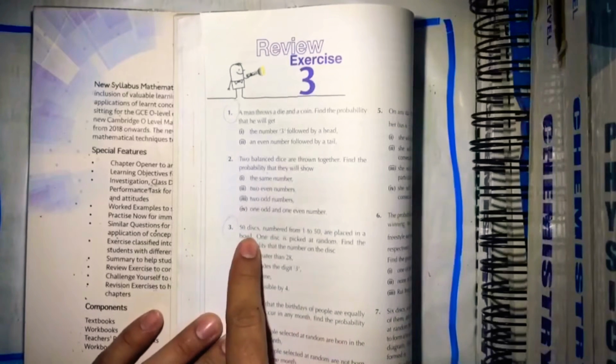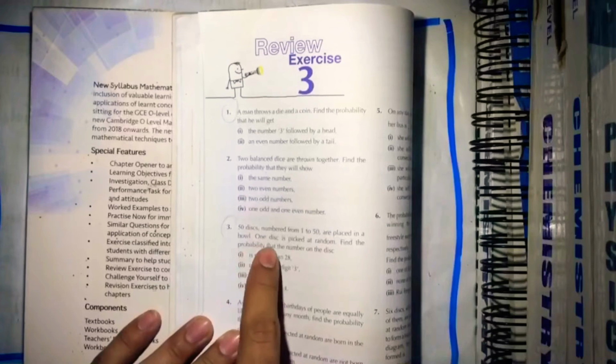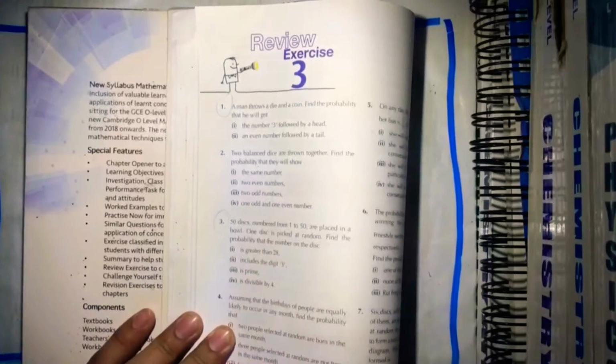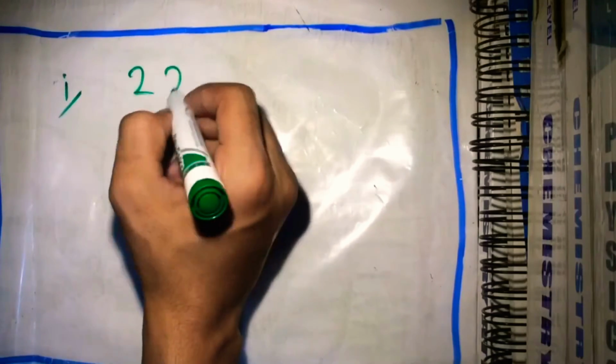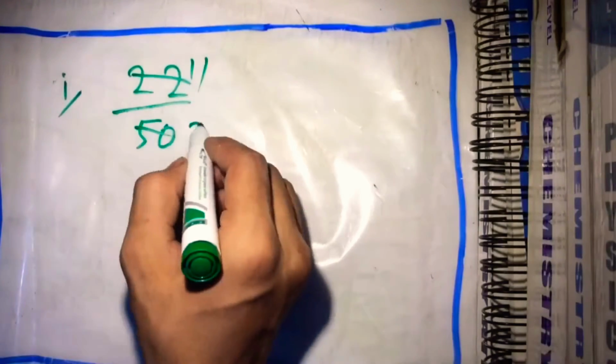Next question 3 says 50 discs numbered from 1 to 50 are placed in a bowl. One disc is picked at random. Find the probability that the number on the disc is greater than 28. So as there are 22 numbers greater than 28 between 1 and 50, so the probability for part A will be 22 upon 50. That is 11 upon 25.